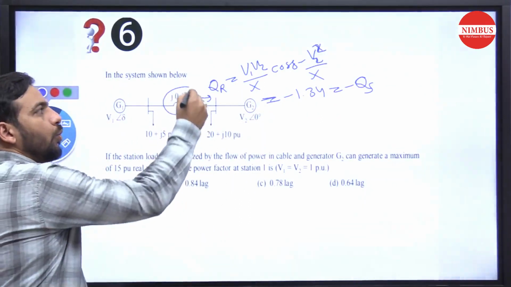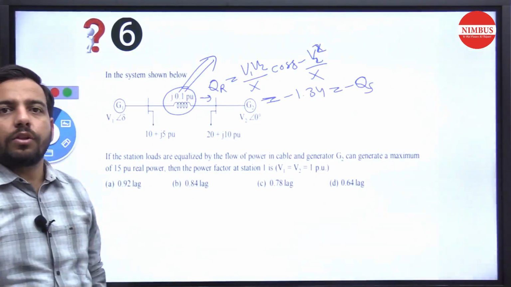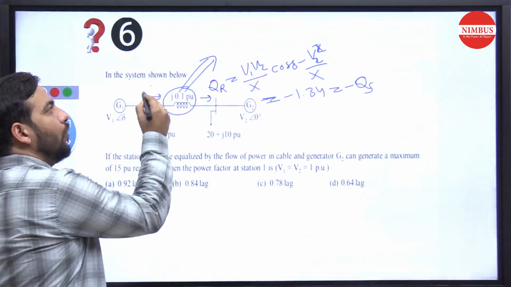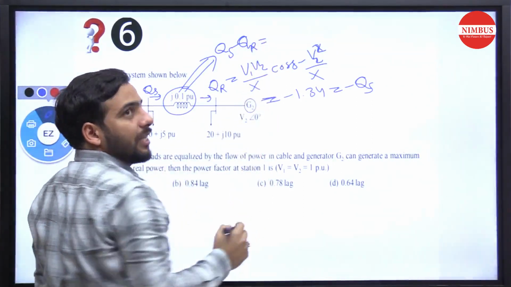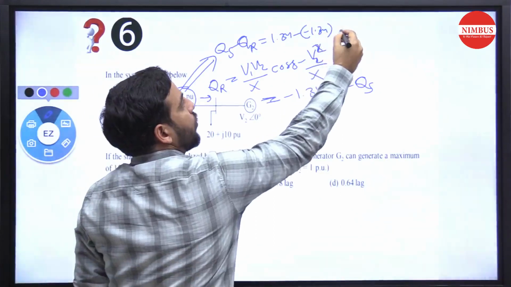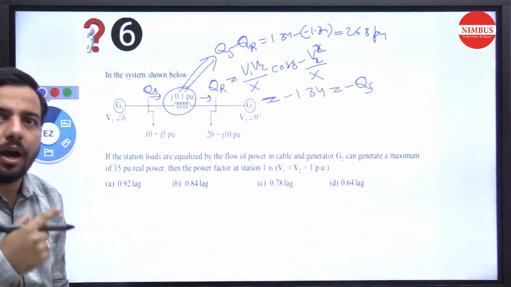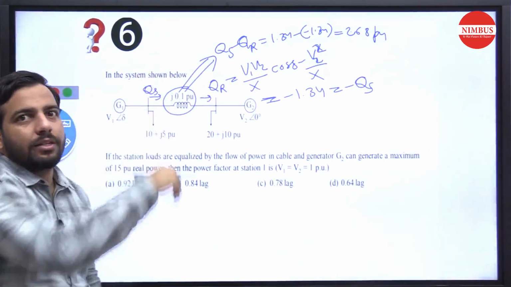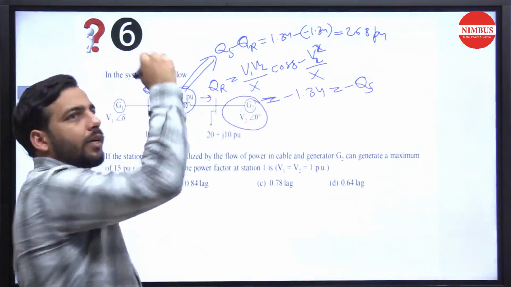So you can calculate the Q loss in this one also. In an inductor there will be Q loss, and in a resistor there will be P loss. For the P loss you have to calculate PS minus PR, and for the Q loss you have to calculate QS minus QR. You can see here that QS is 1.34 and QR is minus 1.34, so the total answer is 2.68. This is the Q loss. This can also be asked, because in last year's question paper this question was asked regarding the Q loss. You can also calculate the power factor of station 2.